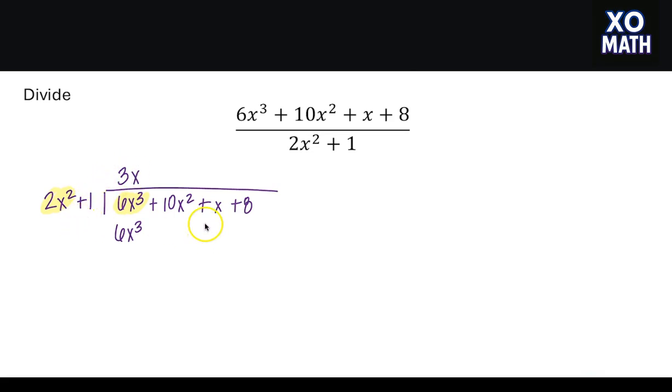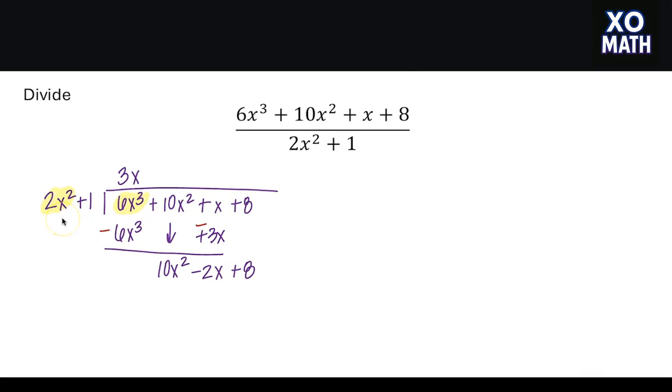This time, my like term to 3x is this x over here. So I'm going to put plus 3x underneath x. Then I have to subtract those quantities, subtract down. And so the 6x cubed will cancel and give me 0. I still have to bring down this 10x squared. And then plus x minus 3x, that's minus 2x plus 8.